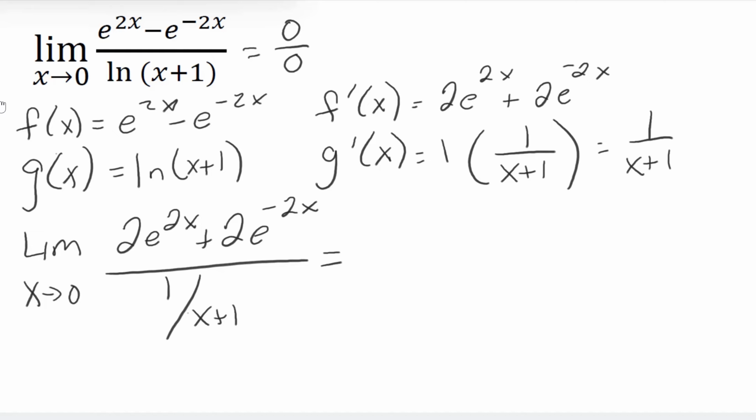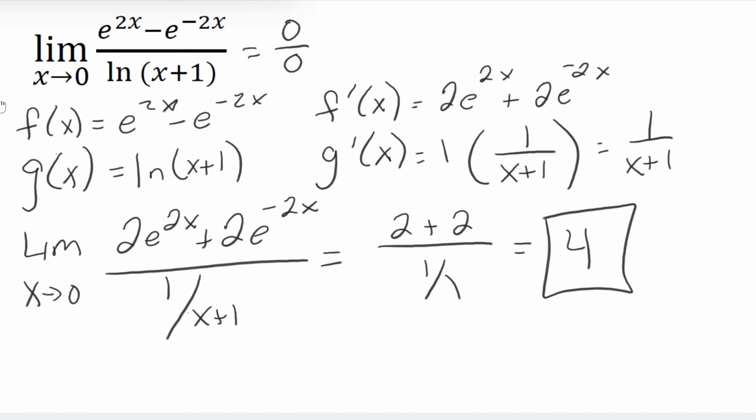So now if we plug in 0 to this, I have 2 plus 2 over 1 over 1, which equals 4. Oh. Okay, I did something really wrong. So my limit is 4. And then I did the answer.